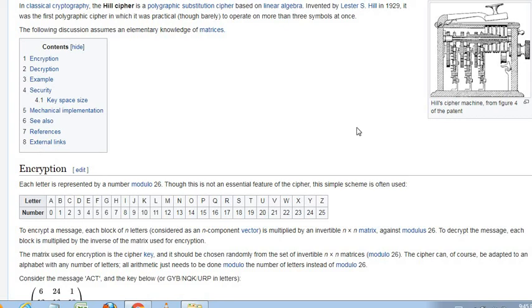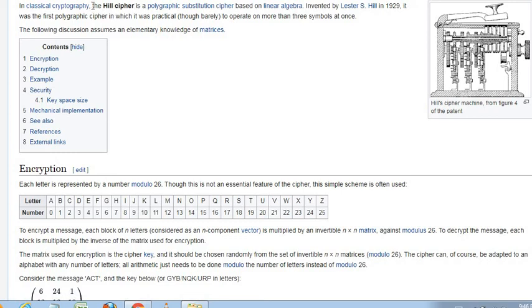Hello students, in this video I am going to explain about the Hill cipher algorithm. Before going to the implementation, we want to know about the algorithm and the steps followed for doing the encryption and decryption process. This is the Hill cipher machine, so we will see how it works.